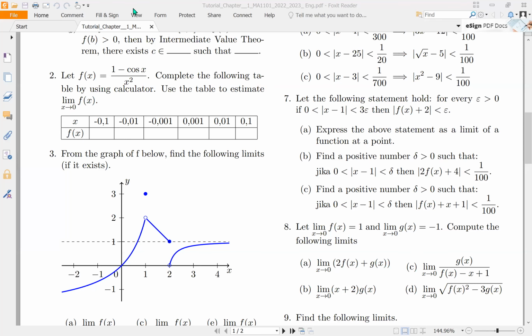Okay, so we are given a function f of x equals 1 minus cosine of x divided by x squared. Now we want to calculate the value of the limit of this function at 0.